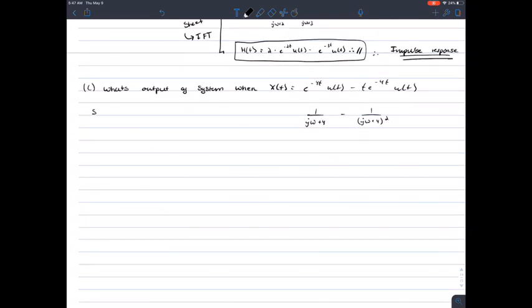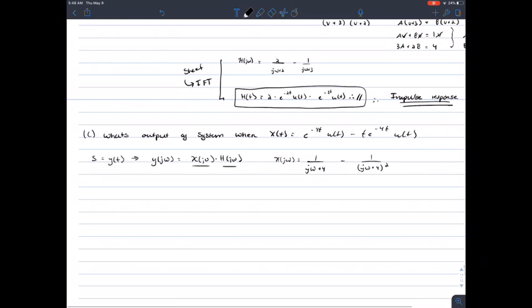So the output of a system, y(t), you can get from the inverse Fourier transform of Y(jω), and Y(jω) is equal to X(jω) times H(jω). Okay, and we have both of these, so we can just multiply them. X(jω) is equal to this.